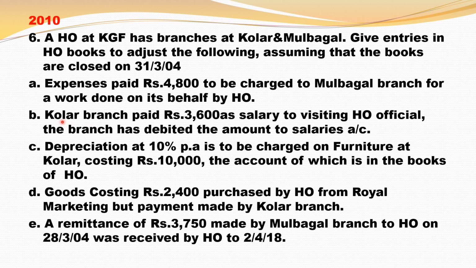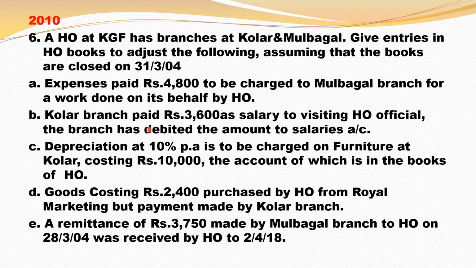Next, second one, Kolar branch paid 3,600 as salary to visiting head office official, and the branch has debited the amount to salaries account. So Kolar branch has paid salary. Salary is an expense. So salary account debit to Kolar branch account because it is paid by Kolar branch, credit the giver.